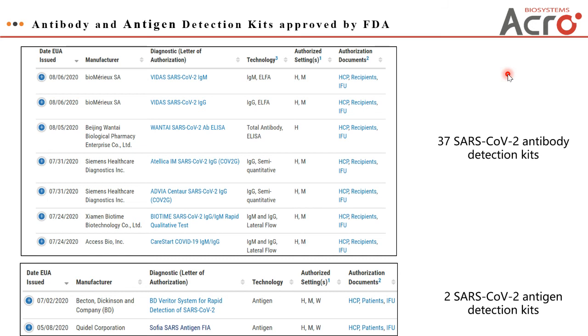Up until now, 17 SARS-CoV-2 antibody detection kits have been approved by the FDA. However, only 2 SARS-CoV-2 antigen detection kits, which are produced by BD and Quidel, have received the emergency use authorization from the FDA. In my opinion, more antigen tests will be approved by the FDA in the next few months.